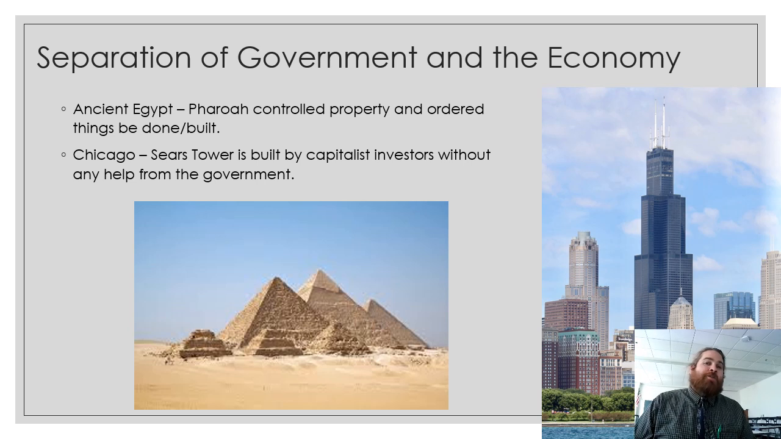In Chicago, Sears Tower was built without the government. It was built by capitalist investors who built it from the ground up. And so this is an example of what can be accomplished by these private corporations. Now, one key thing of this is separating the government and the economy.